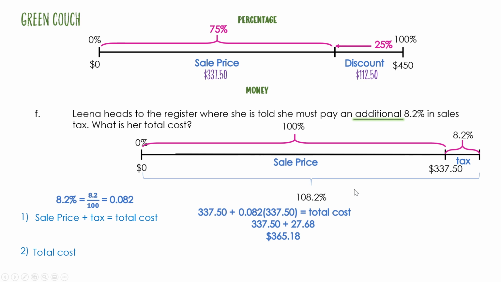All right, our other method is to just calculate the total cost. So before, when we were trying to calculate the sale price, I was doing the percentage after the discount. So now to find the total cost, I'm doing the percentage after adding the tax. So my percentage is going to be 108.2%. Turn that into a decimal, it is 1 whole and 82 thousandths. So I have 1.082. I'll multiply that by my whole number to get my total cost, which was $365.18. All right, so either way, you still end up coming up with that same answer.